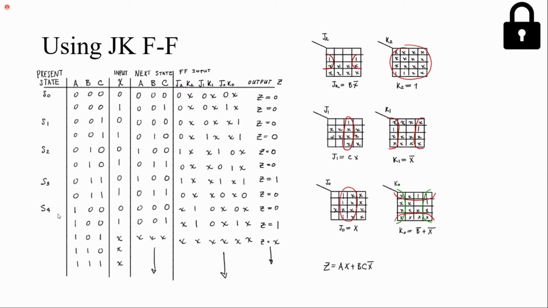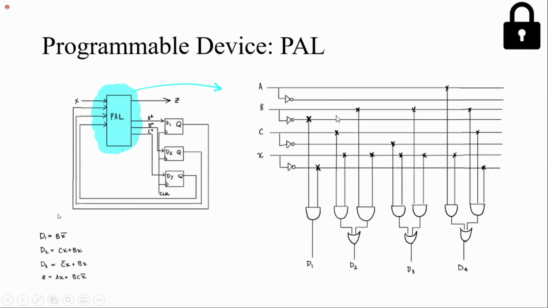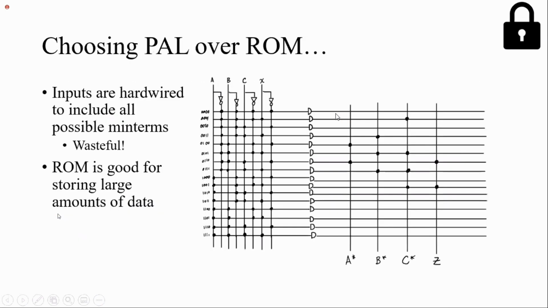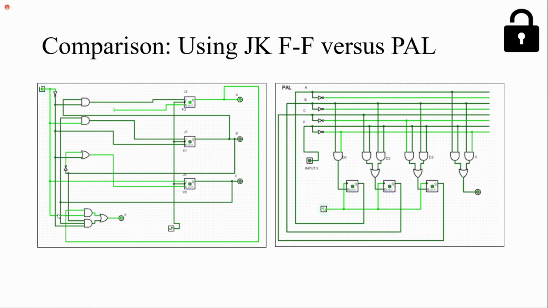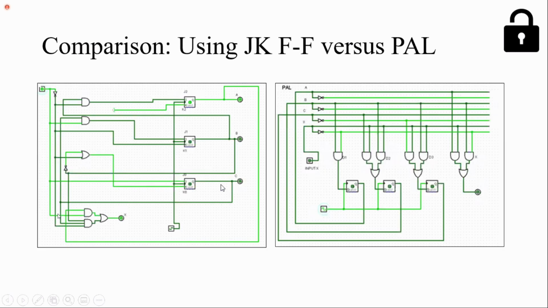At the last slide, I went over some of the pros and cons of using JK flip-flops versus PAL. I can go to it. Did I miss that? Okay. So I reduced it down to 2 of the best circuit designs that I could find. On the left is the JK flip-flop design, and on the right is PAL. So how did these two compare?